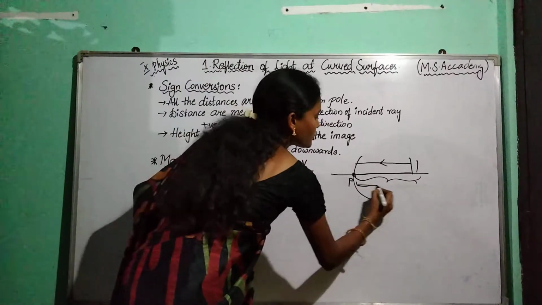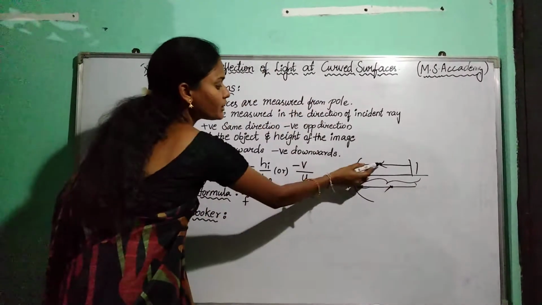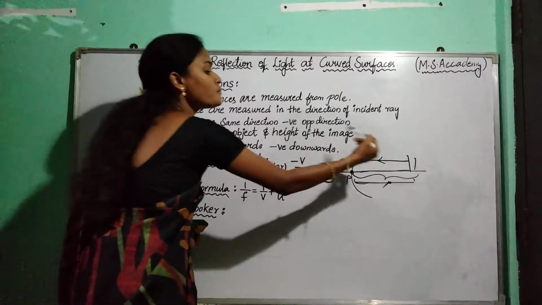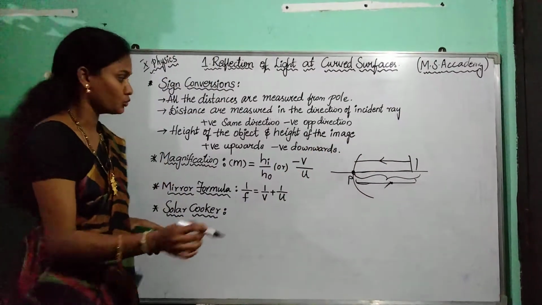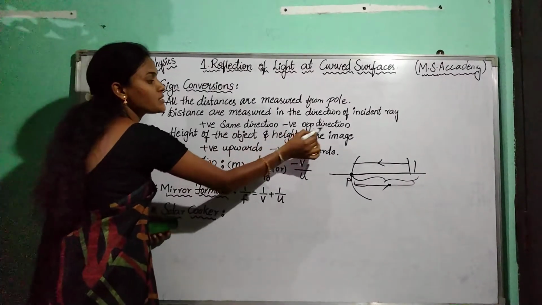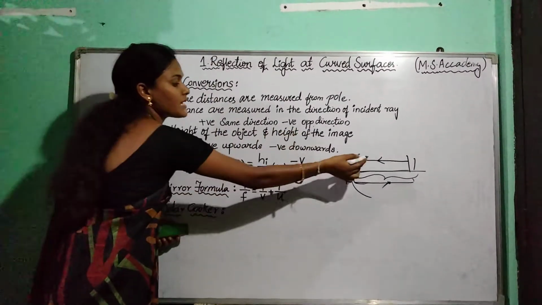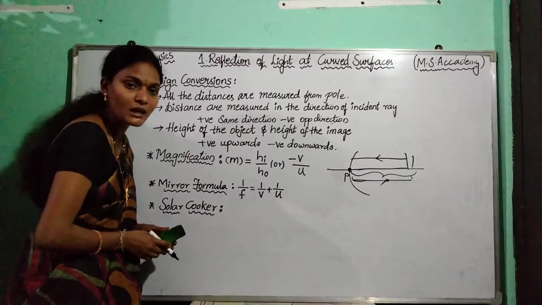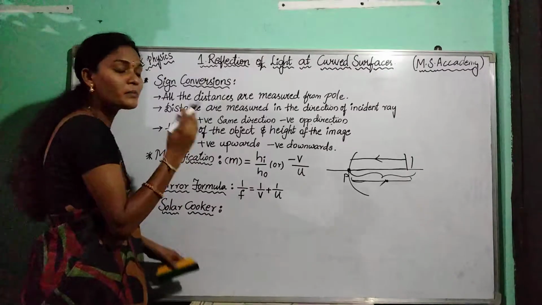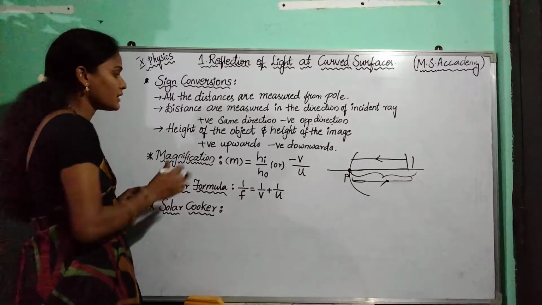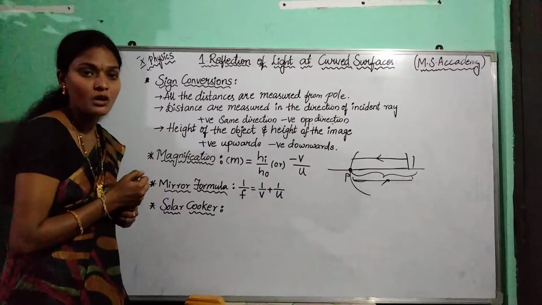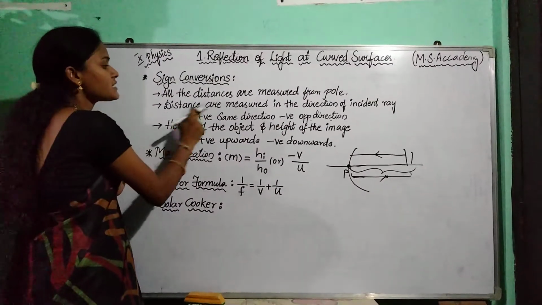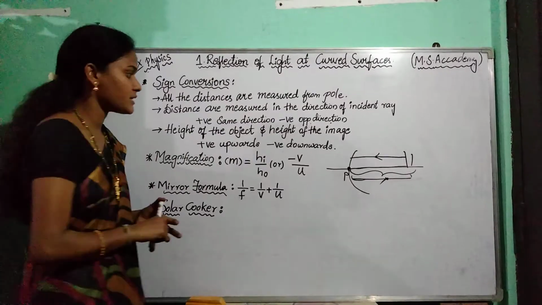This is the direction of the object from the pole. Now both are in opposite directions. In this case we will take the object distance as negative. If opposite direction, negative; same direction, positive. If you are measuring the image distance in the same direction as the incident ray, then you have to take a positive value. Otherwise you have to go with the negative value. Understood everyone? Distances are measured in the direction of an incident ray.